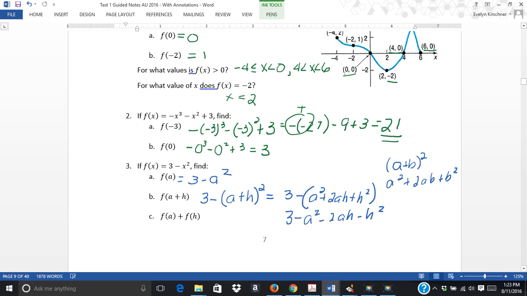The last one is I want to find out what f is at a and then add it to what f is at h. And if you notice, it's not the same as this one. So at a, we already said it's 3 minus a squared. And then at h it's going to be 3 minus h squared. So altogether, that's 6 minus a squared minus h squared. And the interesting thing is it's not the same. There's this little extra here, minus 2ah. So no, these are not equivalent.